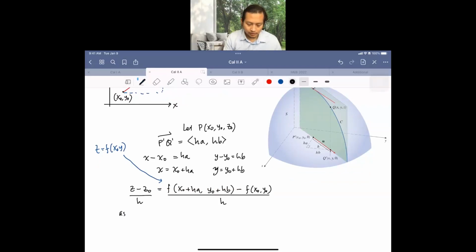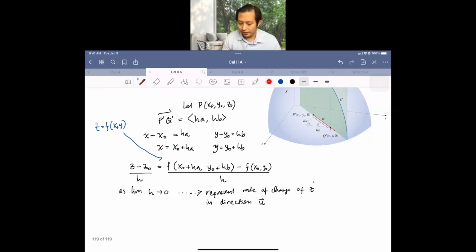So as the limit of h approaches zero, this will represent the rate of change of z, right? But we need to specifically say that it doesn't just represent the rate of change, it also represents the direction, in the direction of vector u. Now, intuitively, this is what we call the directional derivative.